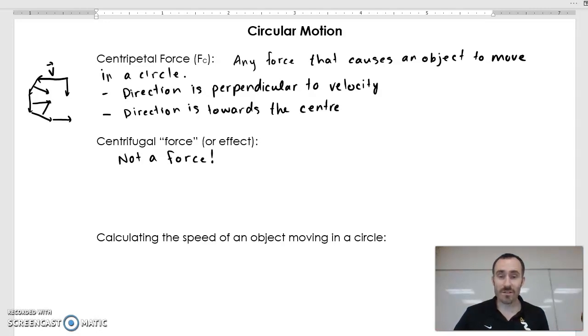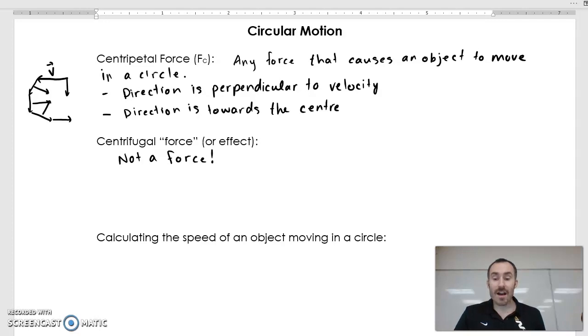It's not a force. It's a consequence of Newton's first law. It's your momentum. It's your inertia that's going that way. Your body wants to continue in a straight line, but there's something pulling you back into the circular motion. Okay, so the centrifugal force is not a force, it's just Newton's first law in action.